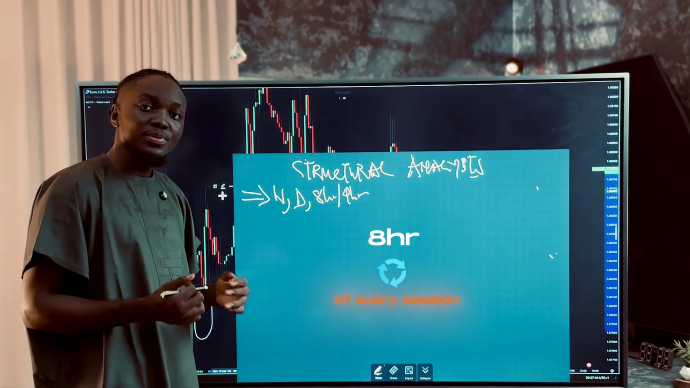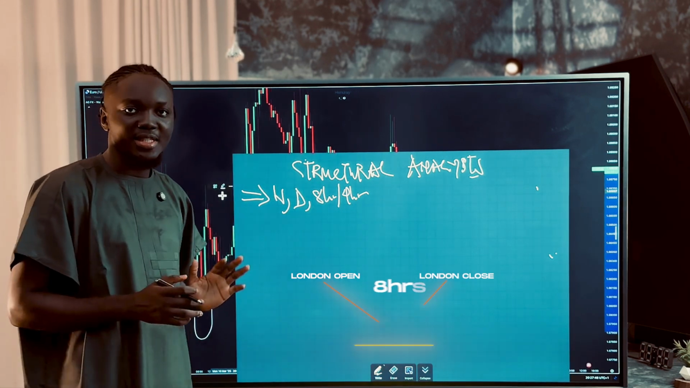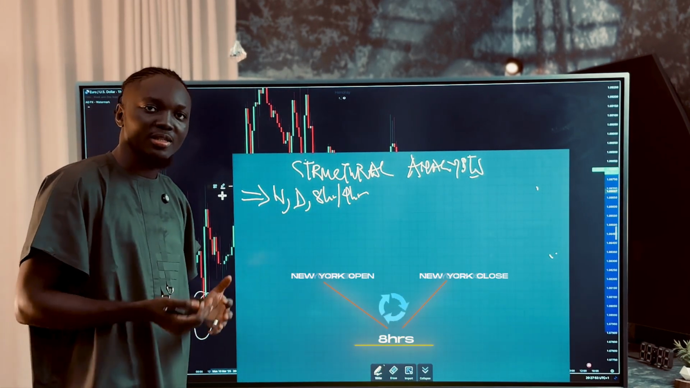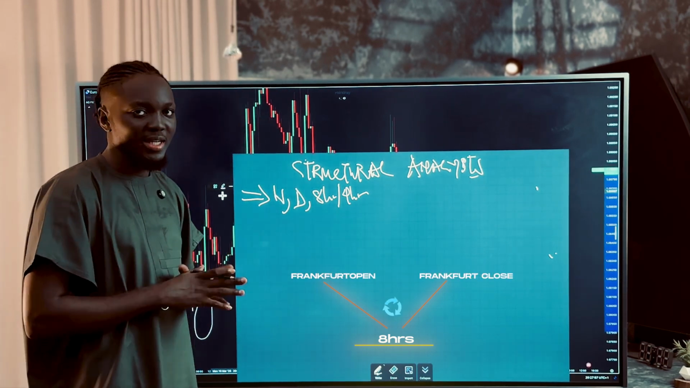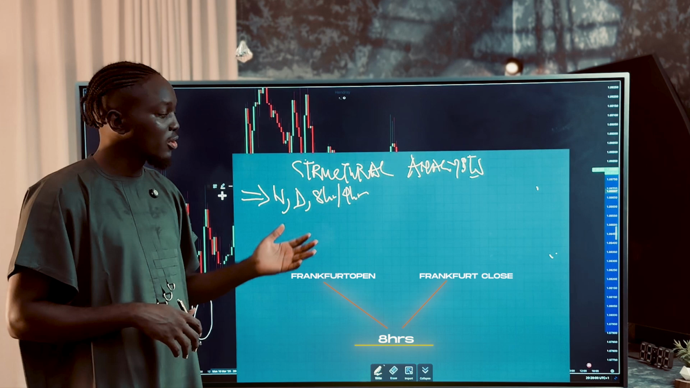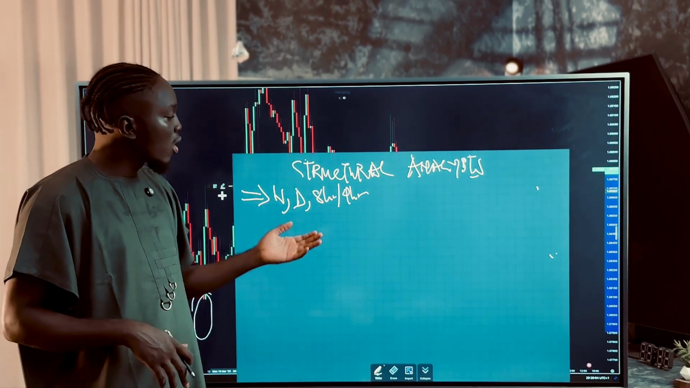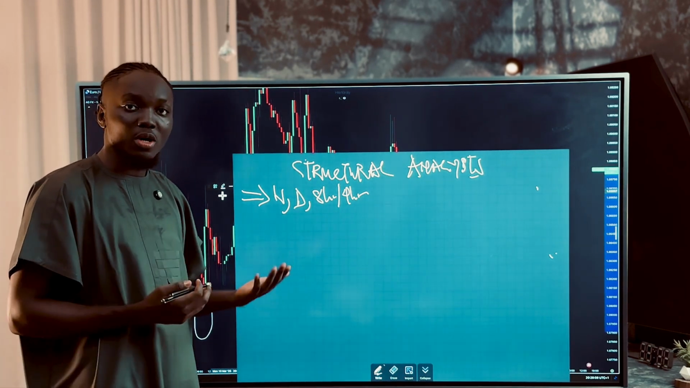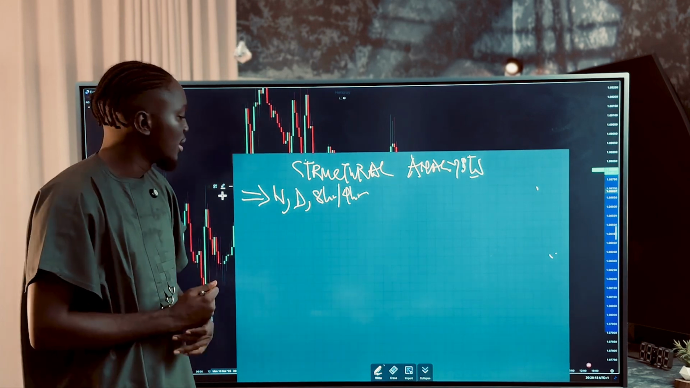The 8 hour time frame is very important to me because 8 hour is the cycle of your session. For example, between London open to London close, we have 8 hours. Between New York open to New York close, we have 8 hours. Tokyo, 8 hours. Sydney, 8 hours. Frankfurt, 8 hours. So that is why it is very important to me, because it is a sessional time frame. Or you can use 4 hour, if maybe you do not have a premium TradingView or whatnot.